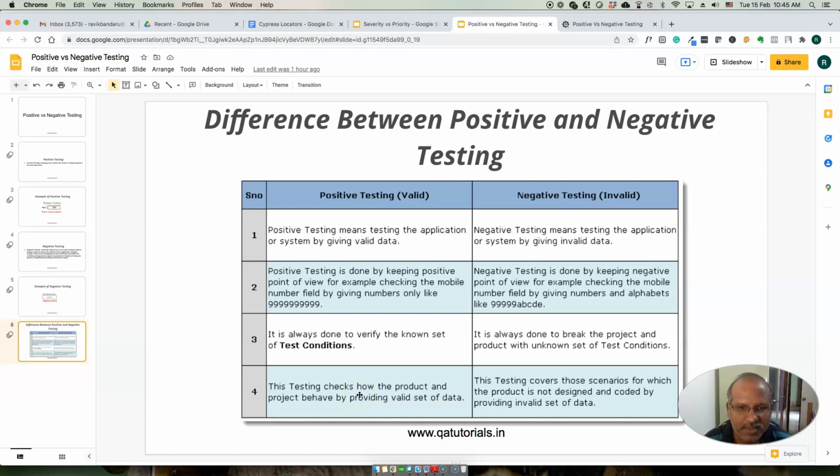Positive testing checks how the product behaves by providing a valid set of data, and negative testing covers scenarios for which the product is not designed and coded, by providing an invalid set of data. This is the main difference between positive and negative testing. It's a very simple concept, but it is important to understand.